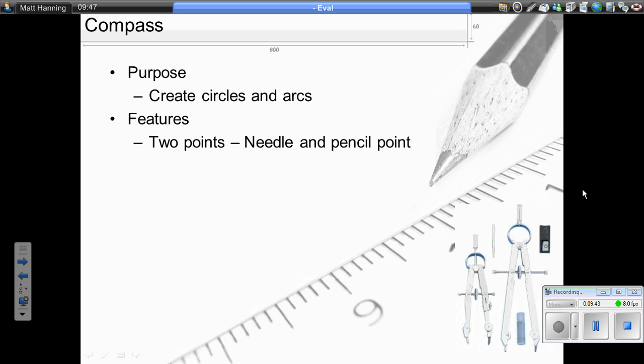Features of it. You have 2 points. Please do not make the compasses a tool or a weapon of choice.